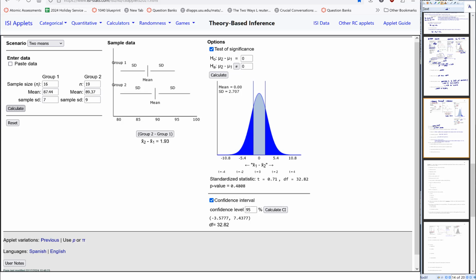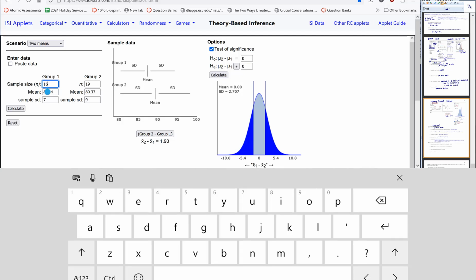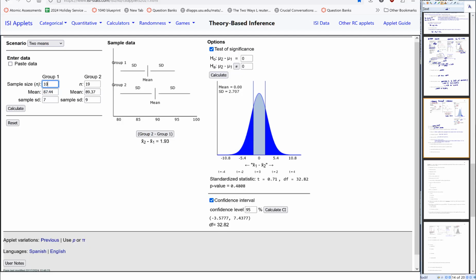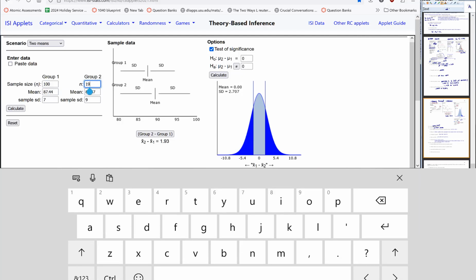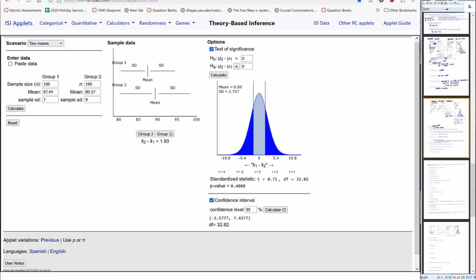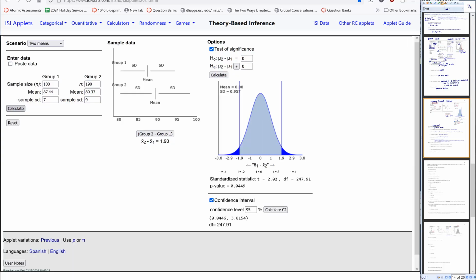Okay. And the last thing we ask is, what if both of your sample sizes were larger? So even if I kept these standard deviations the same, what if I just put in 100 for both of my sample sizes, or let's say 190, and I click calculate? Okay, my p-value got really small again. Okay, so let's come back and write our notes.